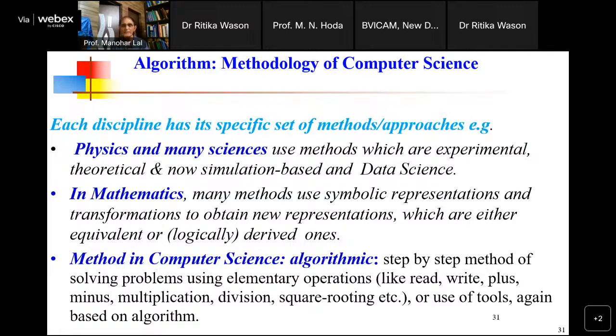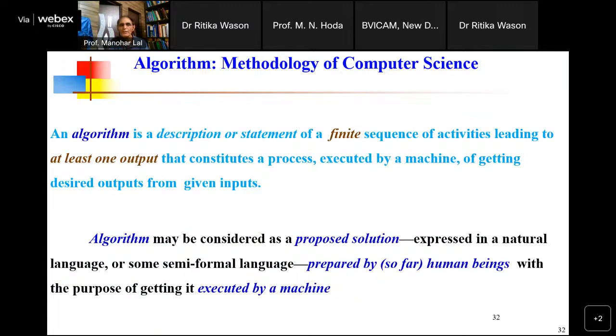So if somebody asks us what is the methodology of computing, it is algorithm, but algorithm has been practiced, at least in mathematics, for thousands of years. Therefore, computing has ancient roots through algorithm. An algorithm roughly can be defined as the description or statement of a finite sequence of activities leading to at least one outcome that constitutes a process executed by machine. An algorithm may be considered as a proposed solution expressed in a language or semi-formal language prepared by human beings for the purpose of getting executed.